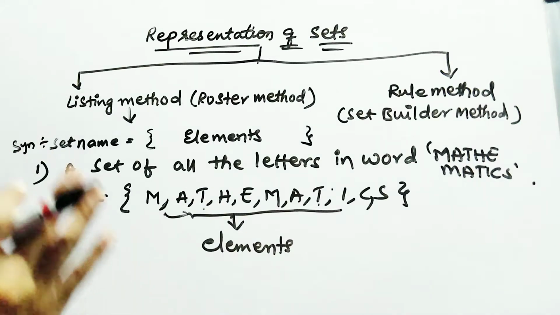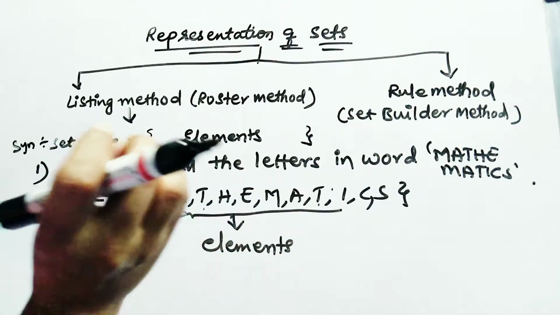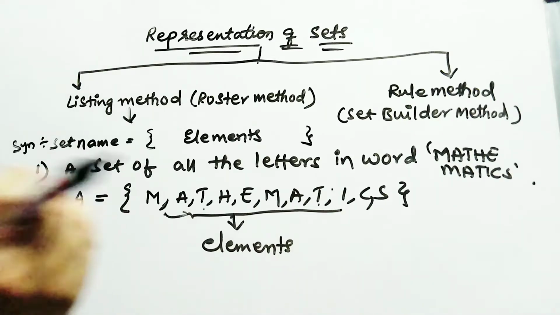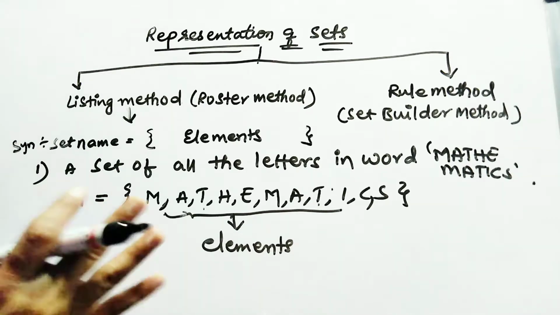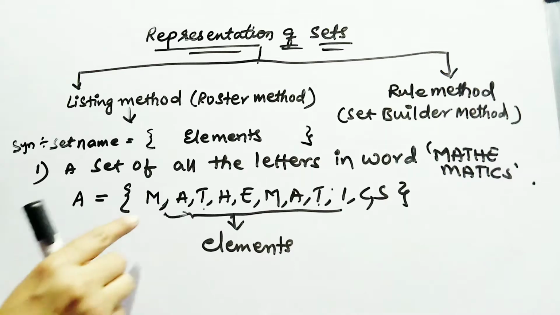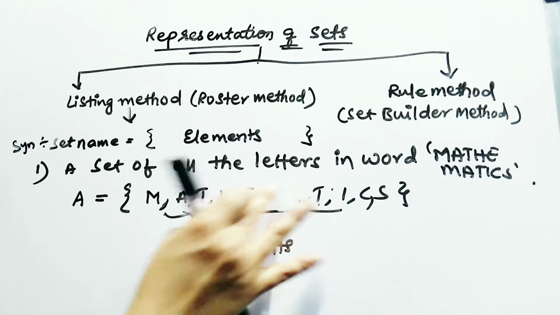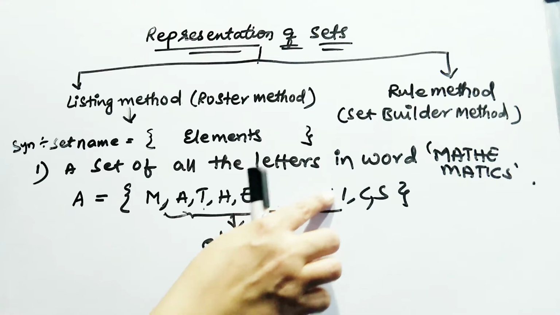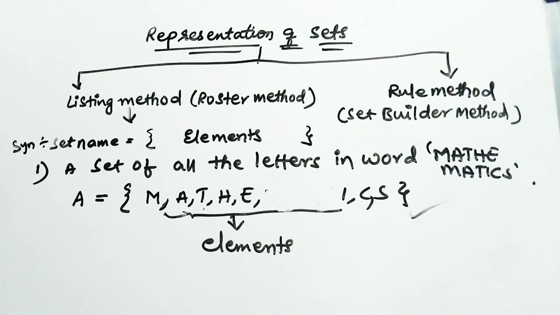So whenever you are using the roster method and listing, all the elements must be unique, with no repetition. In a set, elements do not repeat. You should not repeat elements. So what letters are repeated? M, A and T. So M, A, T, H, E, I, C, S will be the correct form. All the letters must not be repeated; they must be unique.